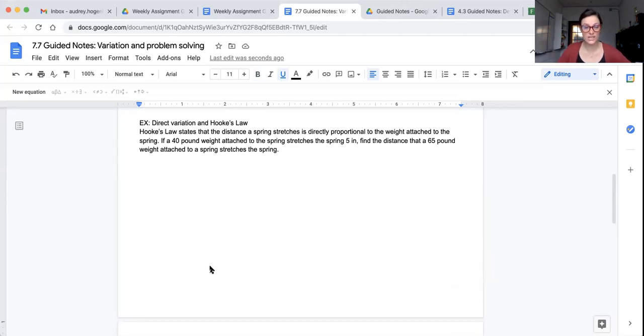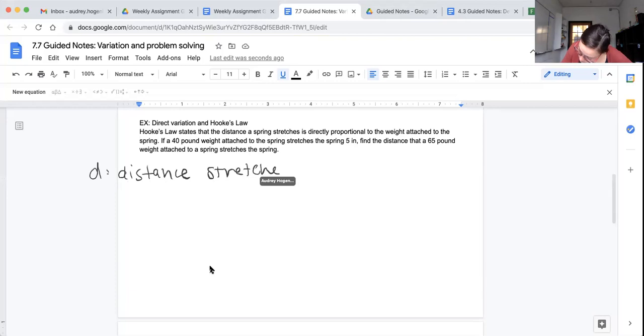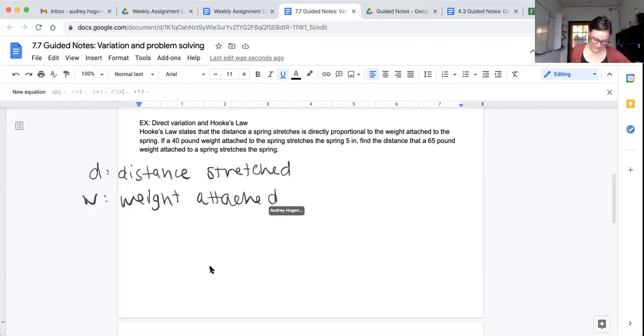So the first thing that we need to do is we need to know the constant of proportionality. And in order to find that, we're going to have to write an equation, right? So we are given that the distance a spring stretches is directly proportional to the weight attached. So I'm going to put D as distance stretched, and I'm going to put W as weight attached. And since I know D is directly proportional to W, I'm going to write D is equal to K times W, where K is, again, that constant of proportionality.